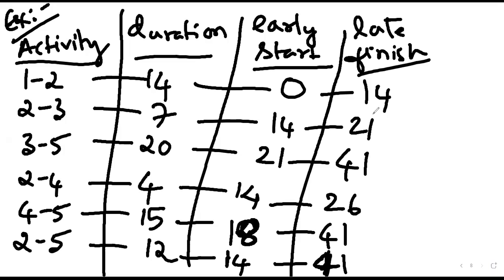So just write the question statement. I do not have space here, so I'm not writing the question statement. You can only write the question here: Determine the independent float for each of these activities.